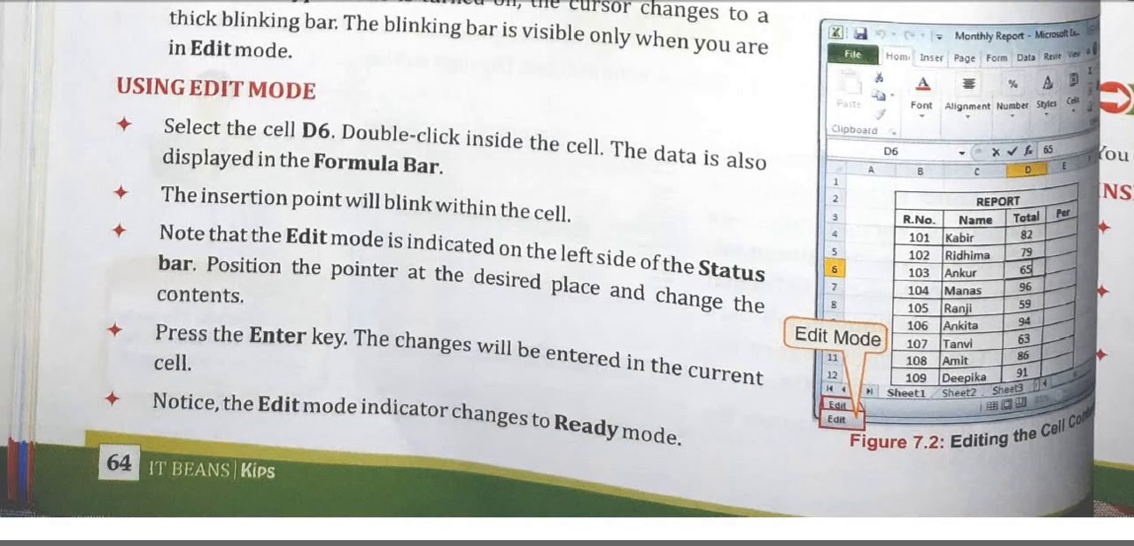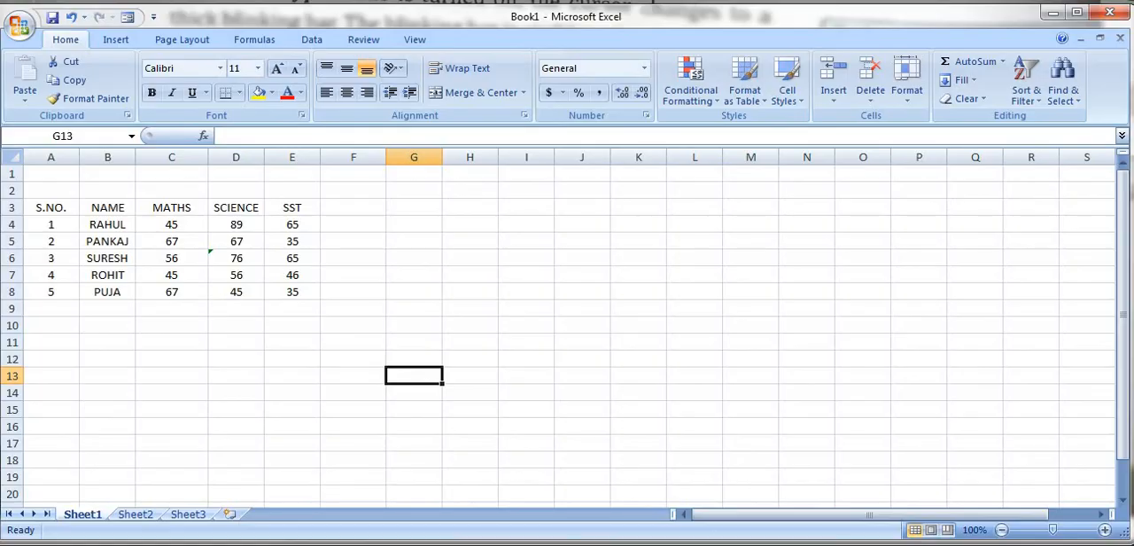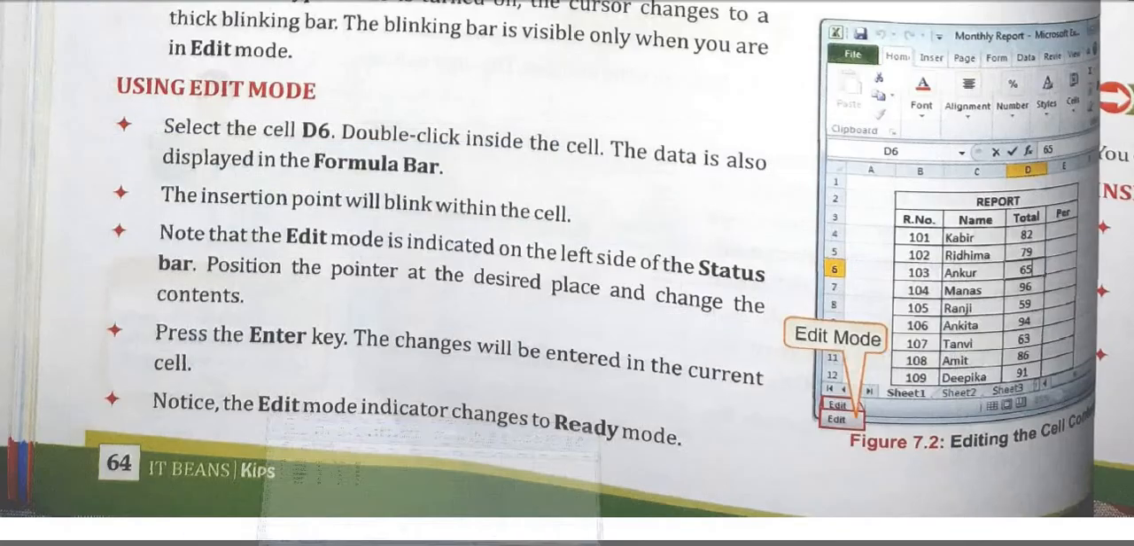Select the cell, double click inside the cell. The data is also displayed in the formula bar. The insertion point will appear within the cell. Note that the edit mode is indicated on the left side of the status bar. Position the pointer at the desired place and change the content. See, in the picture you can see the edit mode. If I click on this and double click here, the edit mode is activated, right? And now from here you can change. This is the edit mode.